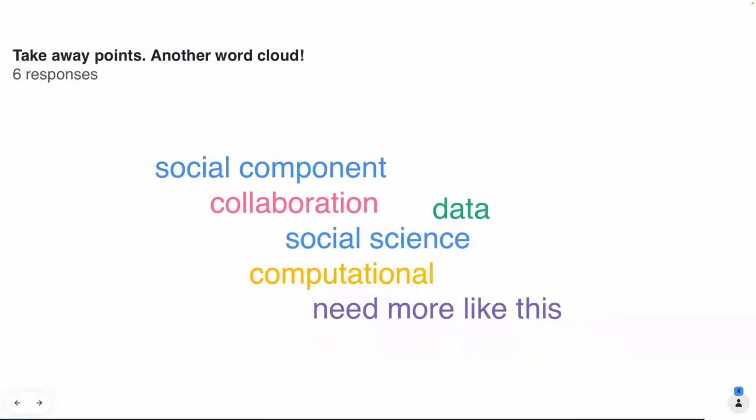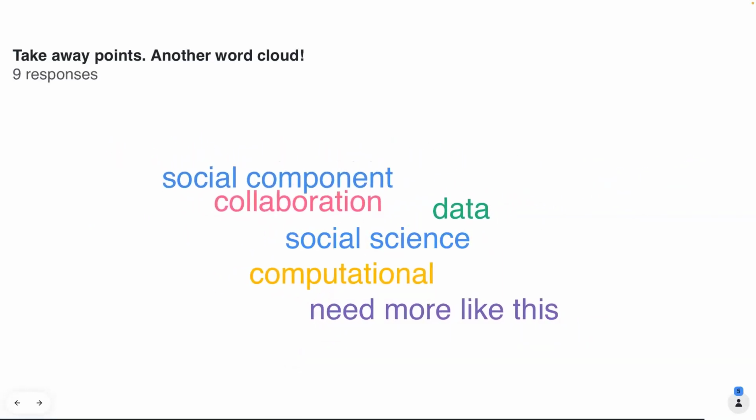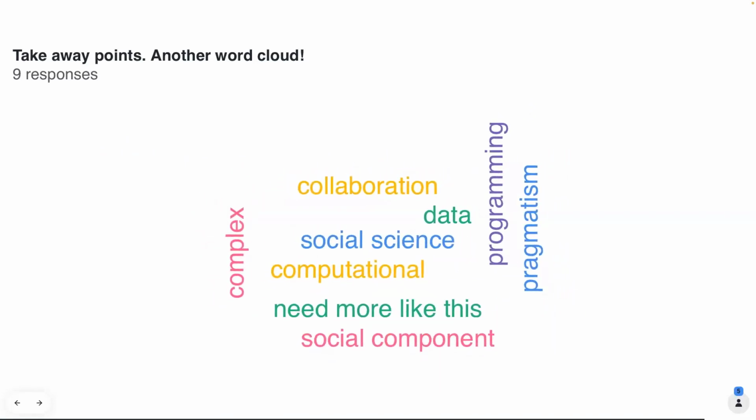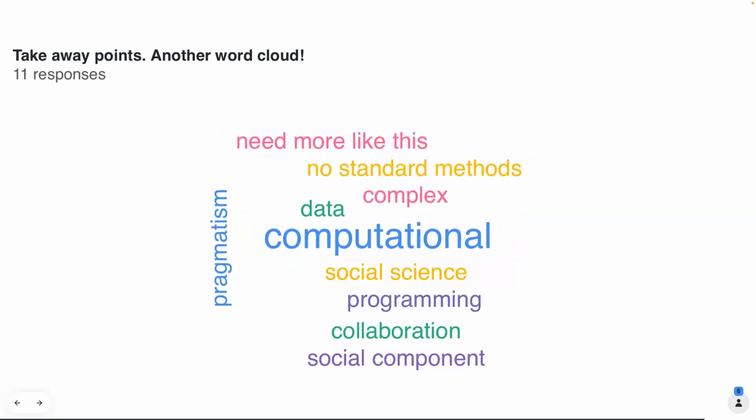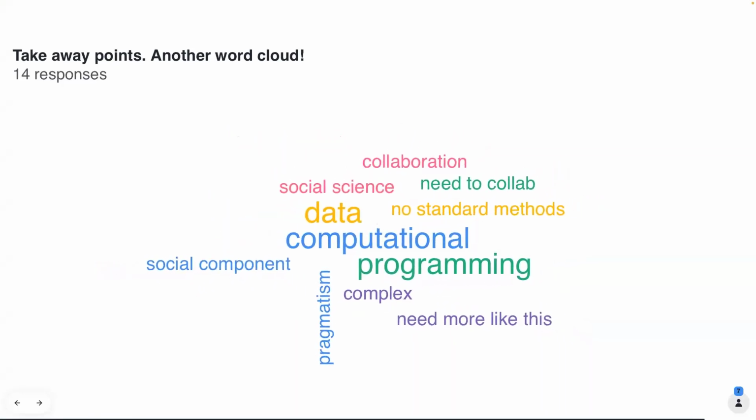Social science, computational, data, collaboration, yep, super important. Complex, definitely, but hopefully a little bit less intimidating after this workshop. No standard methods, yeah. Pragmatism, yeah, definitely. You've got to be pragmatic if you're working with computational methods. I've learned that. Need to collab, yeah, definitely.